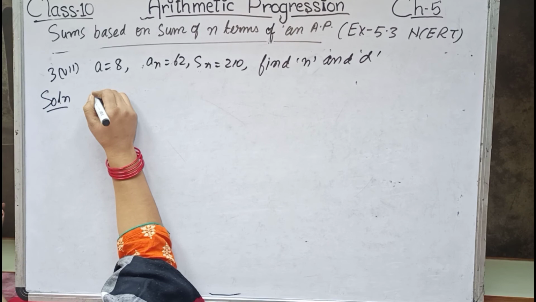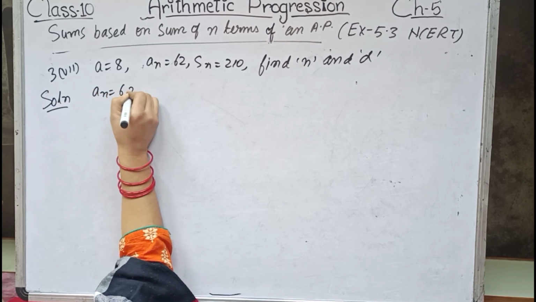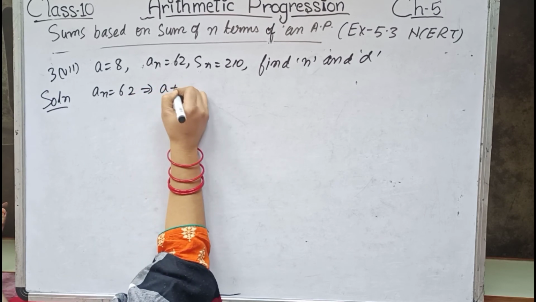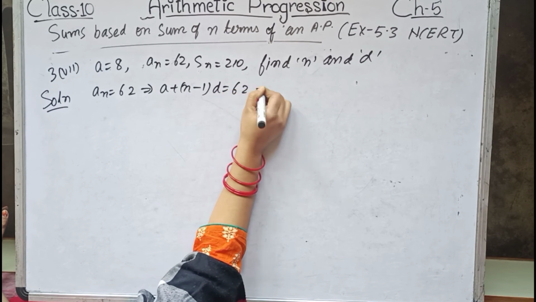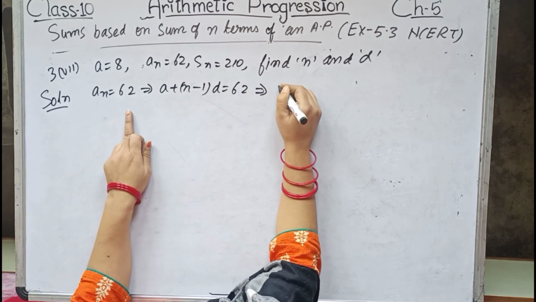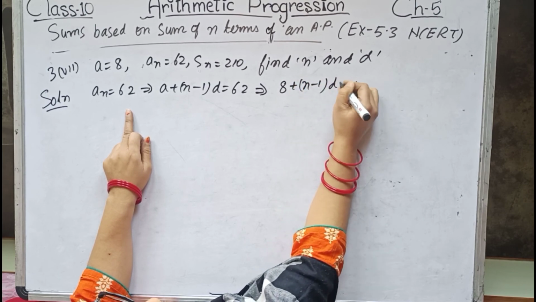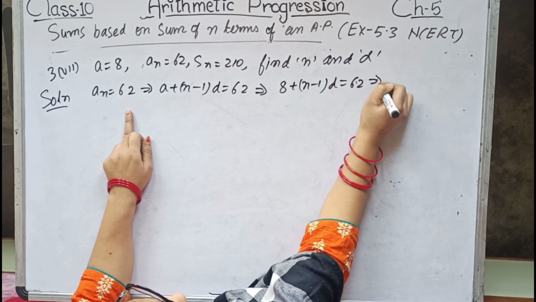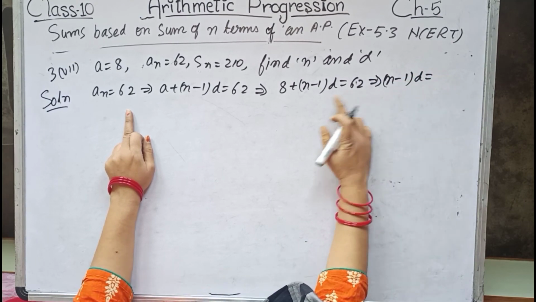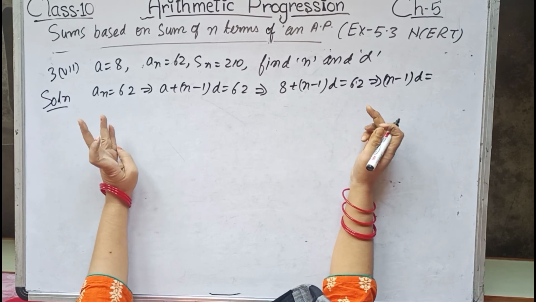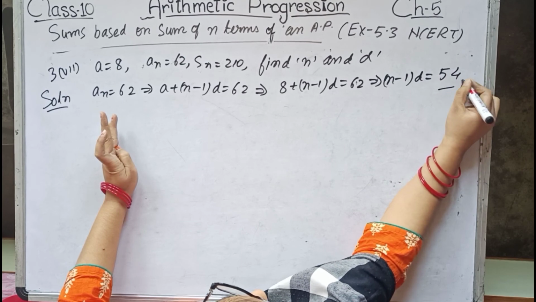Solution. Start with the given part. An equals 62 implies A plus n minus 1 into D equals 62. A is given, implies 8 plus n minus 1 into D equals 62 implies n minus 1 into D equals 62 minus 8, which is 54. Make it number 1.